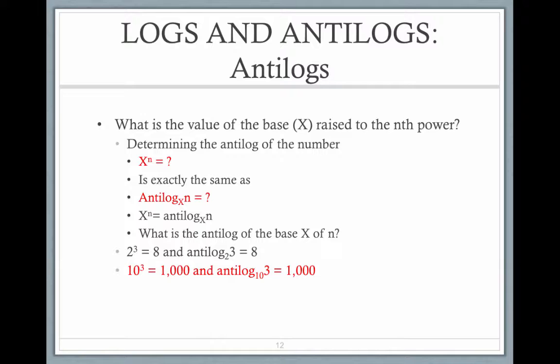Alright, so continuing with logs and antilogs. With an antilog, what is the value of the base raised to the nth power? To determine the antilog of a number, you have x, the base, to an exponent equals what? That's the same thing as saying antilog base n. So 10 to the third equals 1,000 is the same as saying antilog 10 to the third power equals 1,000.